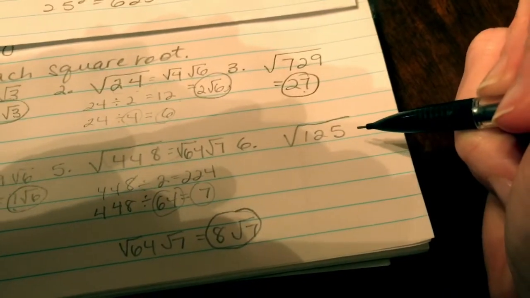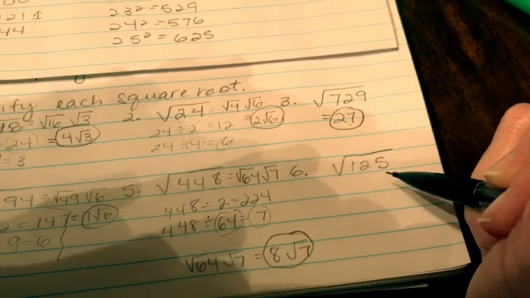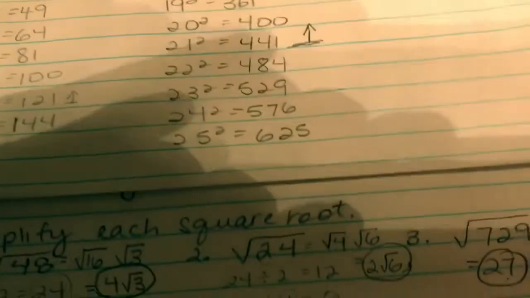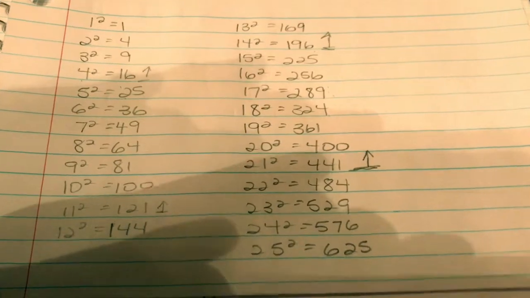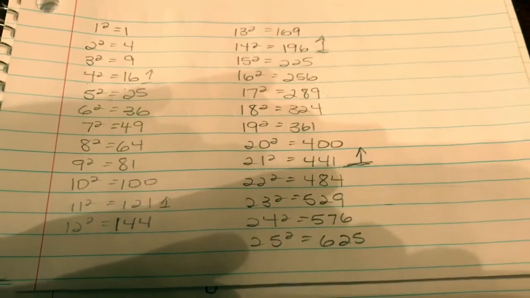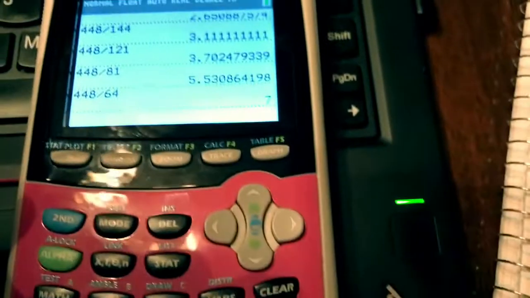Last one, square root of 125. So 125 is not a perfect square. We can tell that from our list here. 125 would be right around here. So we can start then by dividing by 2 and checking. So 125 divided by 2.